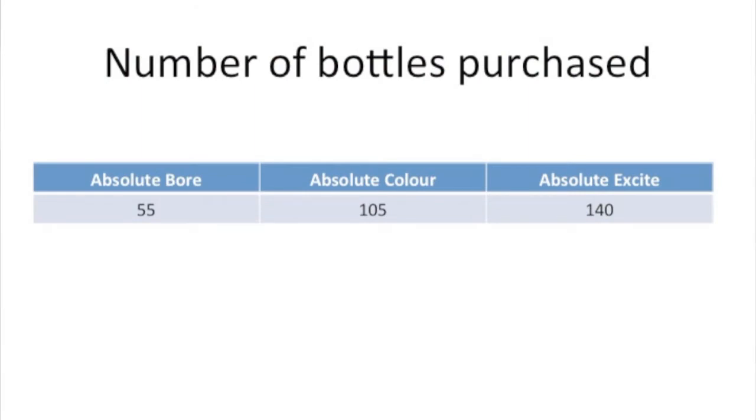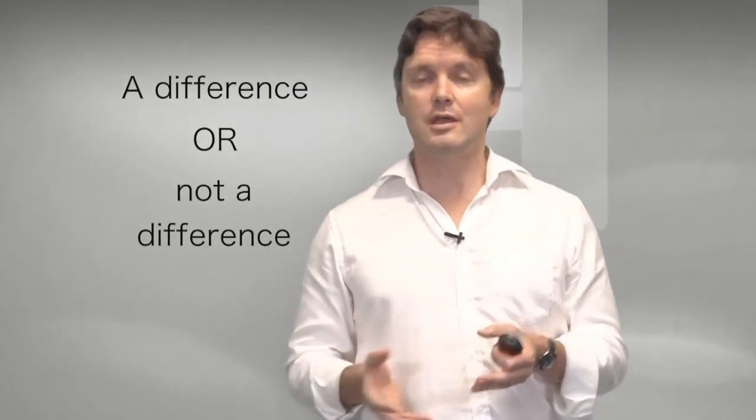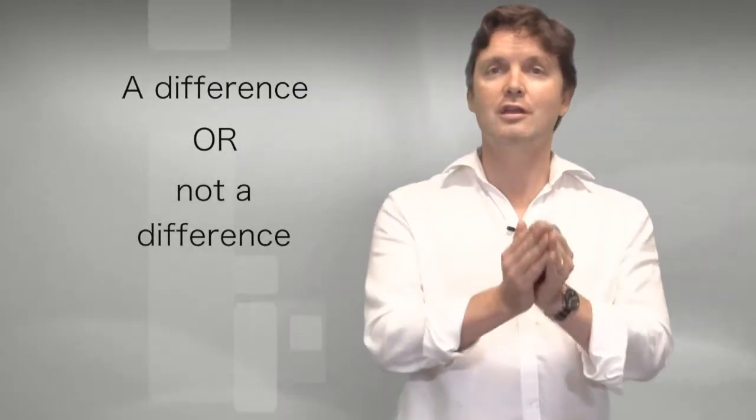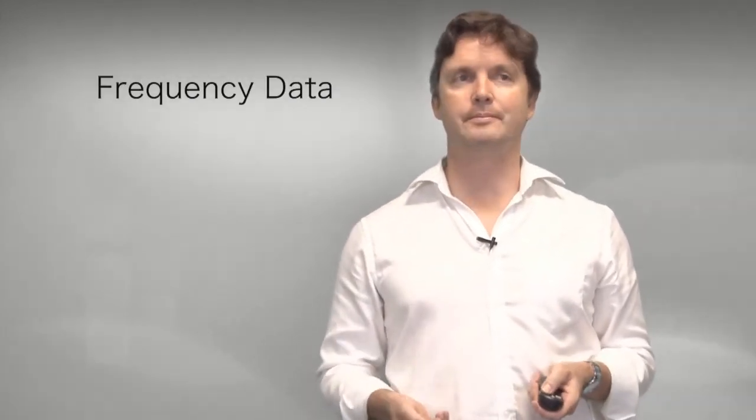Now, when they looked at the data, the general conclusion of the class was that it looked like advertising might have an effect, especially exciting advertising, on the purchasing decision of youngsters. Maybe, said another student, and maybe not. It looks like a difference, but maybe the difference is just the usual variation you find in samples. So here we can see that there's either a difference or not a difference in the amount of alcohol purchases in each of the different categories. So in other words, frequency data.